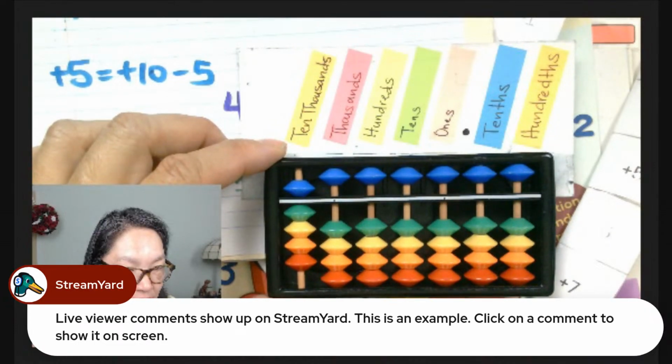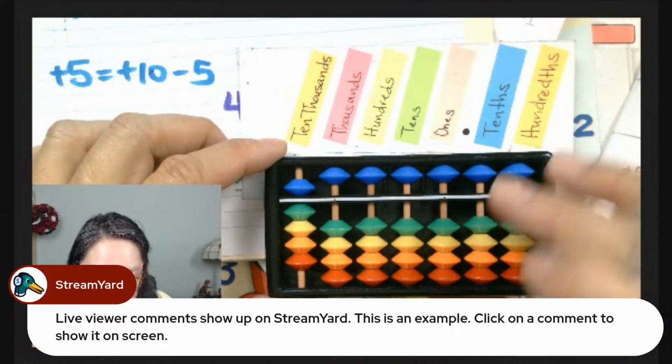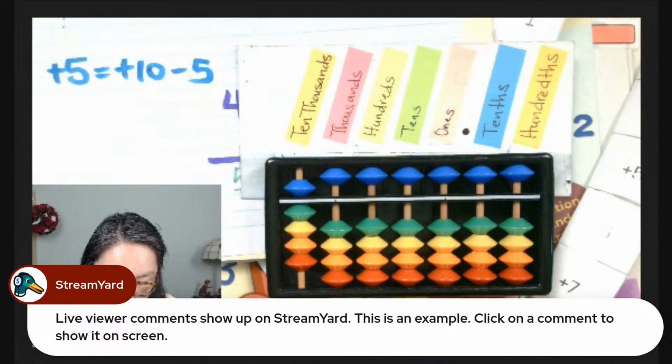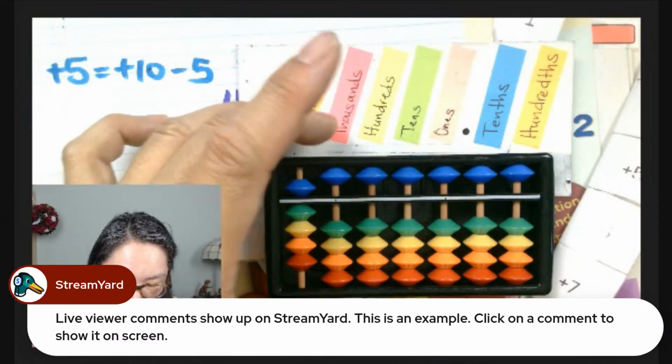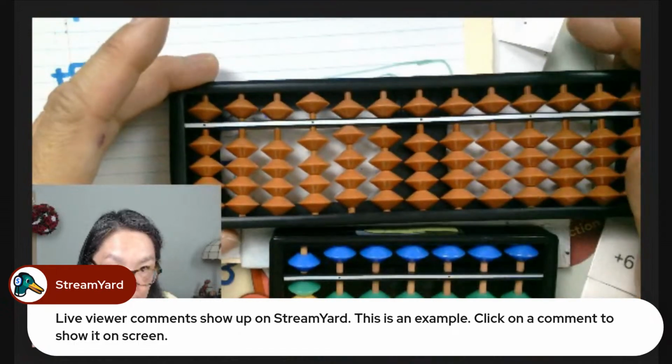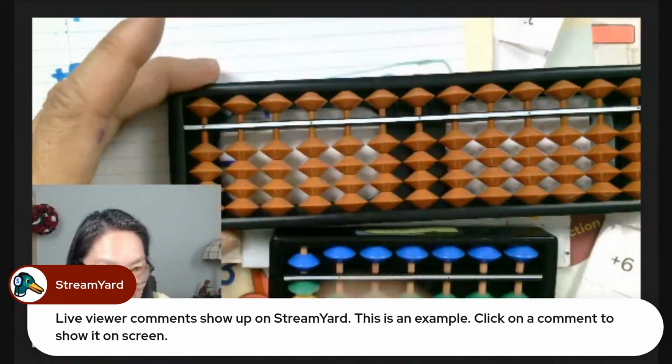Yeah, I love the colors. Yeah. You know what? Honestly though, just so you know, it doesn't matter what the colors are. It's just nice presentation.